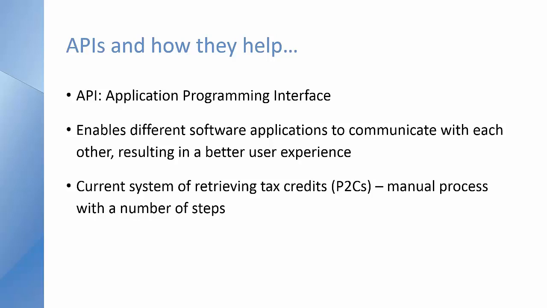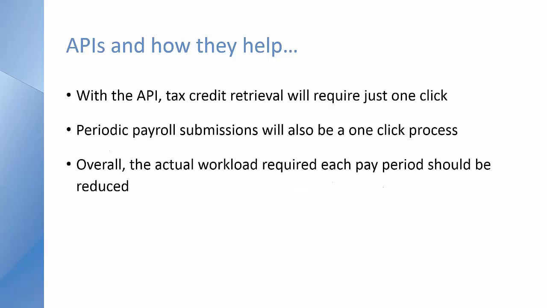For example, look at how tax credits or P2Cs are retrieved at present. You log into your ROS account, you go to the Revenue Record tab, you then select P2C details, you then search the relevant tax year, then you export, which involves choosing where to save to. Then in your payroll software you go to the relevant P2C import section. You need to select the correct file from the correct location and then import. By my count, there are at least 9 steps involved in that process.